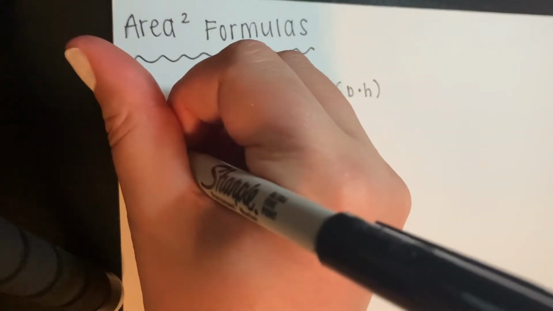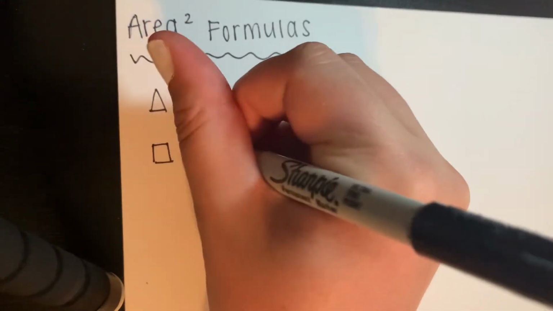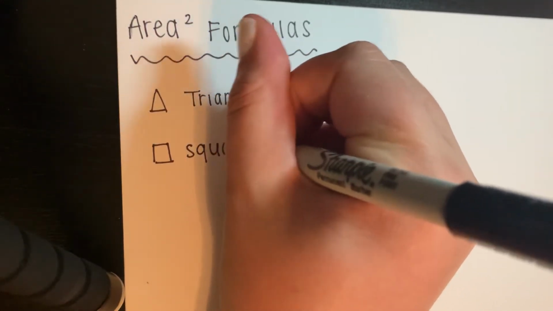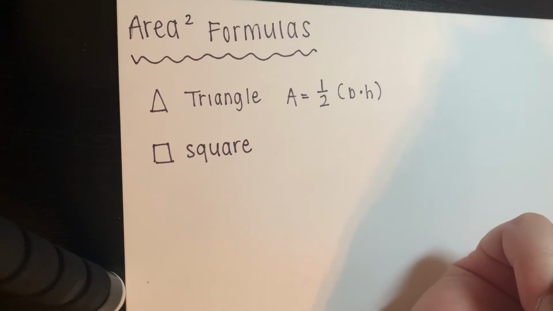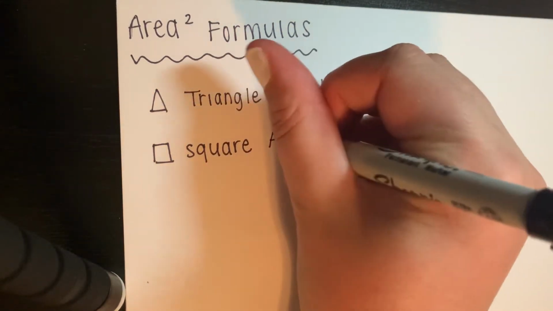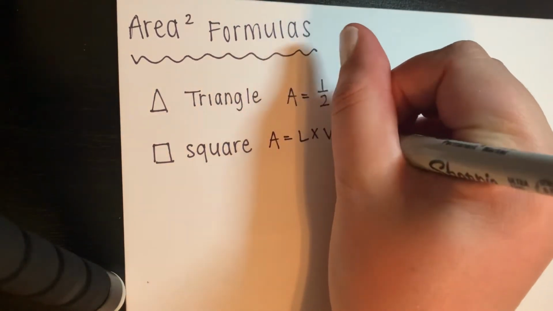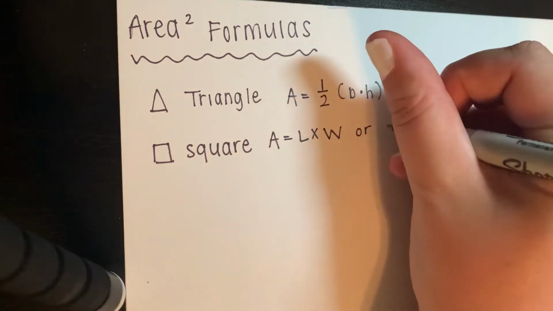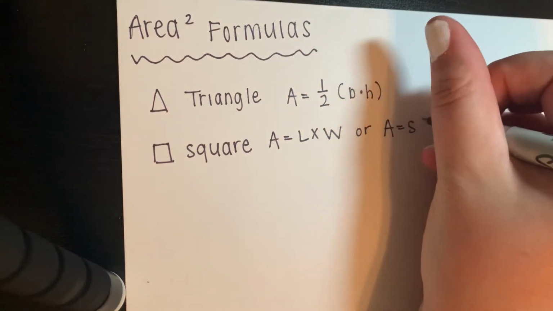The next one that we have is a square. Now there are 2 area formulas for a square. Use whatever one you feel more comfortable with. The first one is length times width. The second one, I'll put or, is area equals side squared.